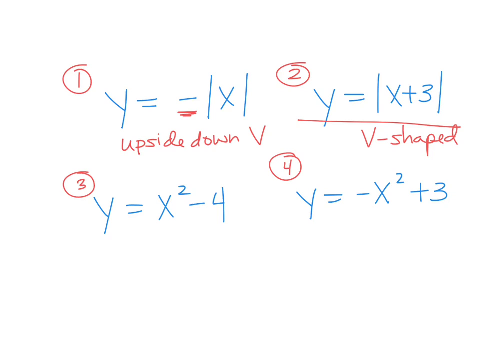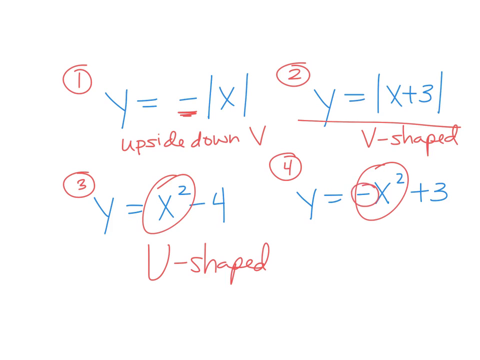What about when it's an x squared in there? When you have this, what letter does that represent? It's the U-shaped graph. So if it's just x squared, we would say this is U-shaped. When it's the negative, what do you suppose happens with it? It flips upside down. So we would say it's an upside down U-shaped graph.